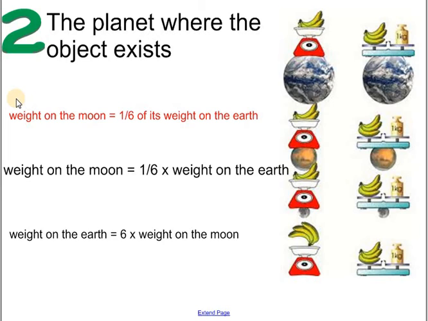The second factor affecting the weight is the planet where the object exists. Weight on the moon equals 1/6 of the weight on the earth. And the weight on earth equals 6 times the weight on the moon. As the mass of the planet increases, the weight on it increases.